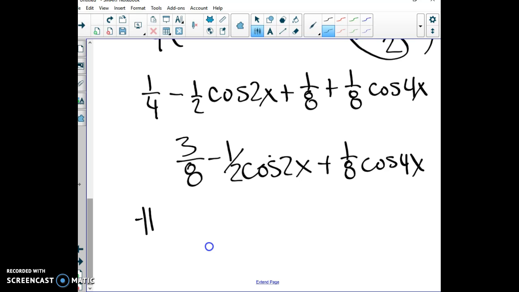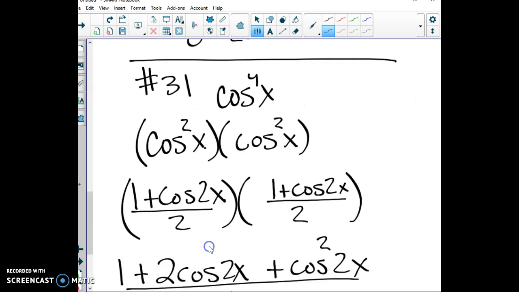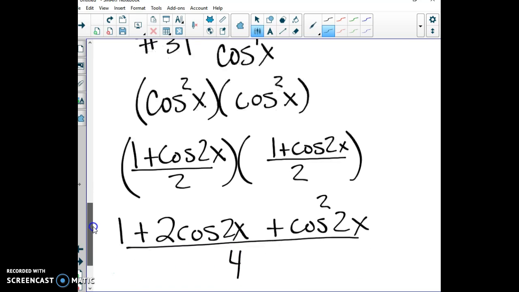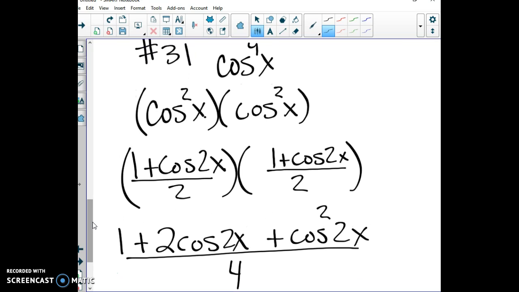I want you to try number 31. Come on back here and check your solution. That's okay. So problem 31 says we're going to reduce using our power reducing formulas. Cosine to the 4th power x, it says rewrite the expression in terms of the first power of cosine. Then we're going to use our calculators to check that. So of course we know the fourth power can be broken into two squares. We're going to take cosine fourth, break it into cosine squared times cosine squared. At that point we're going to use our power reducing formula. Cosine squared is the same as 1 plus cosine 2x over 2.